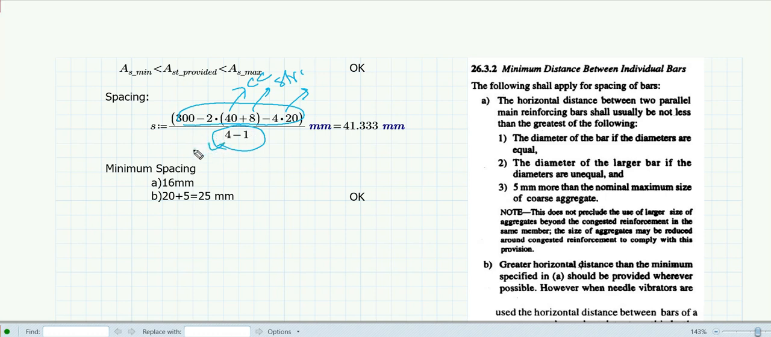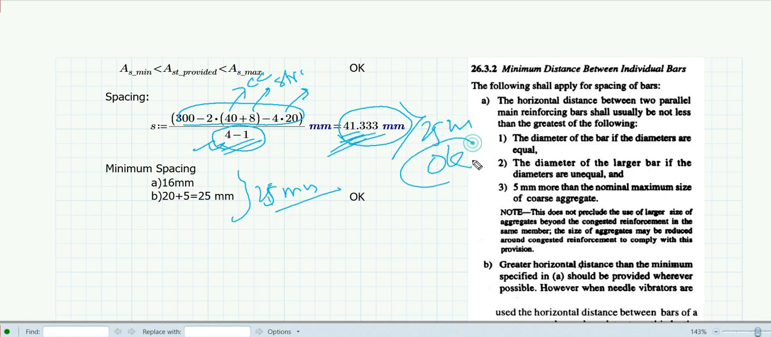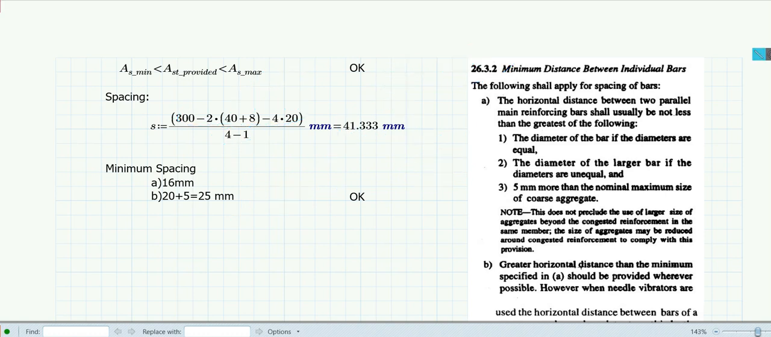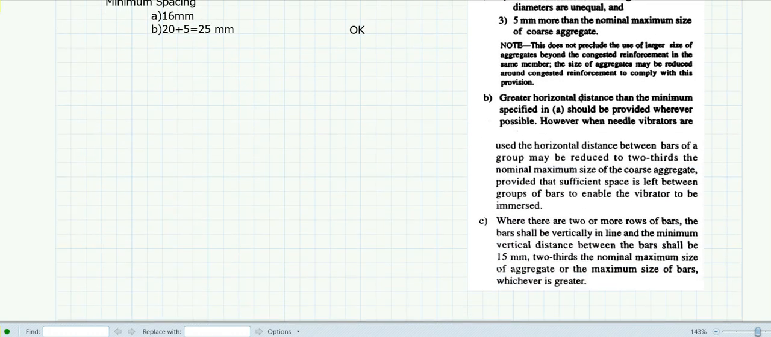So we have 4 numbers of bars, so 4 minus 1, that will be 3, and the spacing was found to be 41.33. It has been found that this 41.33 is definitely more than 25 mm, the greatest of these two, right? Maximum of these two is 25 mm. So 41.33 is more than 25 mm, so it is okay. So this particular clause is cleared. Okay, this particular clause is cleared.